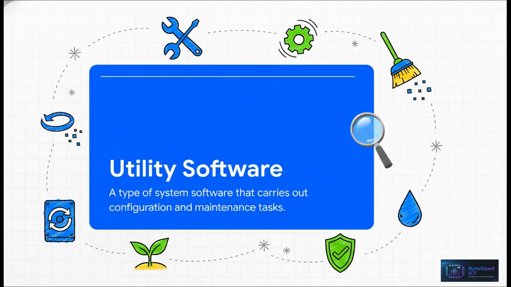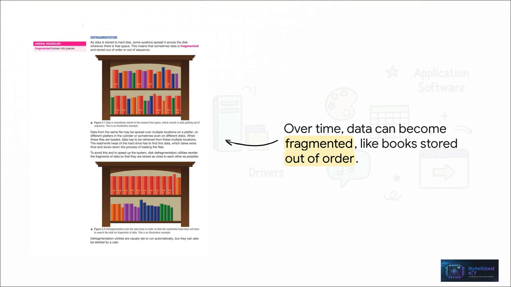Okay, so if the OS is the boss, then utility software, that's its essential maintenance crew, right? These are the specialized programs that are designed to keep your computer tuned up, optimized, and just running smoothly. We're talking about things like antivirus software, file managers, even tools that do specific cleanup jobs. And here's a fantastic example of what one of those utilities does.